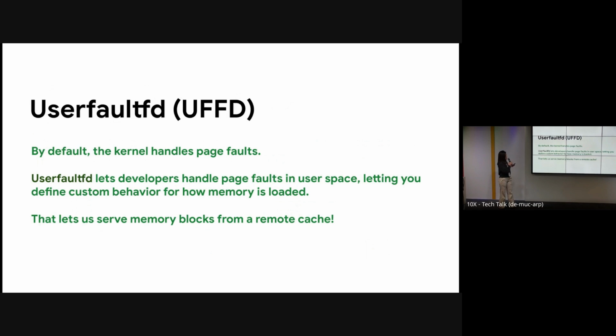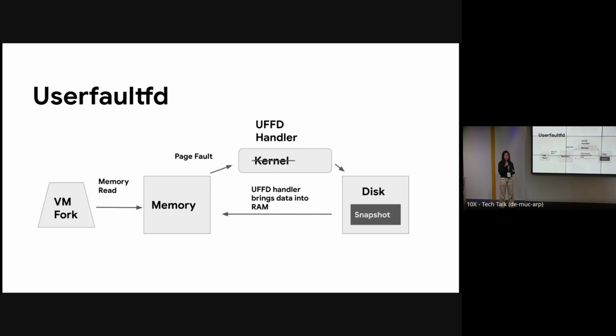Userfaultfd is a technology that lets developers handle page faults in user space. So this lets you define custom behavior for how your memory is loaded. And that would let us serve memory blocks from a remote cache or add any custom implementation that we wanted. This is the exact same diagram that I showed before. I've just replaced the kernel with the userfaultfd handler. So in this situation, the UFFD handler is responsible for going to the disk and copying over the relevant data to memory.